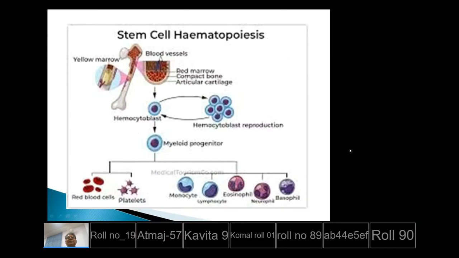This is the overview of stem cell hematopoiesis. These are the sections. This is the yellow marrow. This is the red marrow, compact bone, articular cartilage. This gives rise to hematocytoblast, which undergoes reproduction. After that, myeloid progenitor, so many, and this myeloid progenitor gives rise to RBC, platelets, monocytes, granulocytes: eosinophil, neutrophil, basophil.